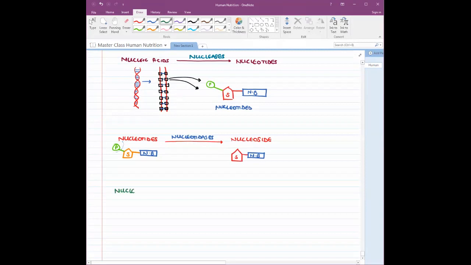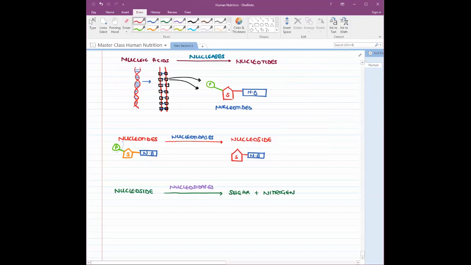You are going to have nucleosidases. So you have nucleoside, and in the presence of nucleosidases, this is converted into your sugar and nitrogen base. So you are going to completely break your DNA, or your nucleic acids, down.